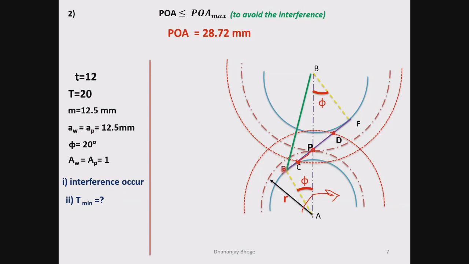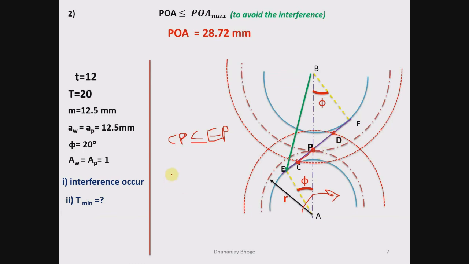So maximum value of path of approach is PE, बरोबर, and the actual value is CP. So what we have to show is that CP is less than or equal to EP. Okay, then interference will not take place. If CP is less than EP, interference will not take place. Correct? CP is the path of contact and it should always be less than or equal to its maximum value EP, to avoid the interference.